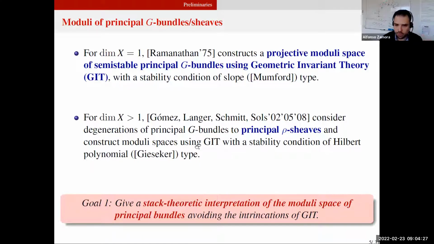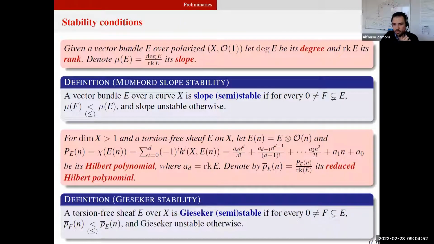So the first goal of the talk and of this work is to give a stack theoretic interpretation of this moduli space over higher dimensional varieties, but avoiding GIT. When using GIT to construct these moduli spaces, there are many technical details we need to check, which we can avoid from the stack theoretical point of view. So that's the first goal. For those not familiar with these stability conditions, let me give you a quick overview of what they are.